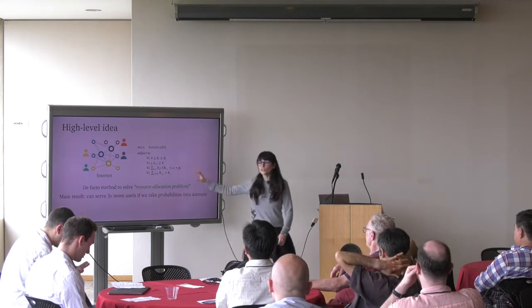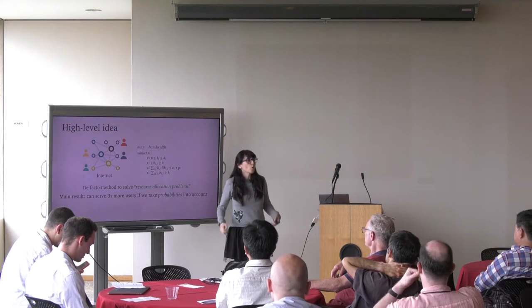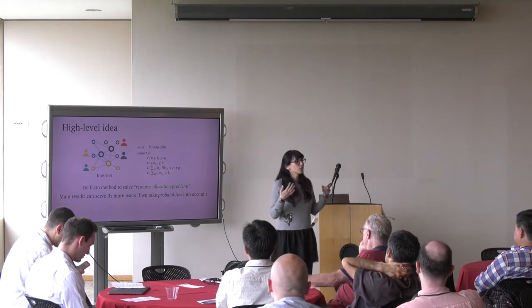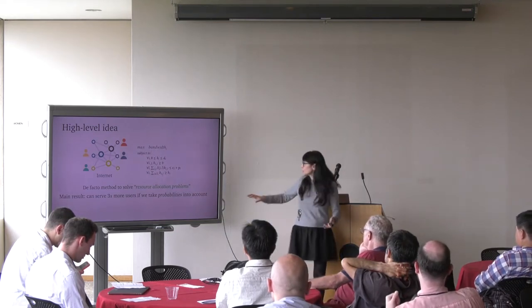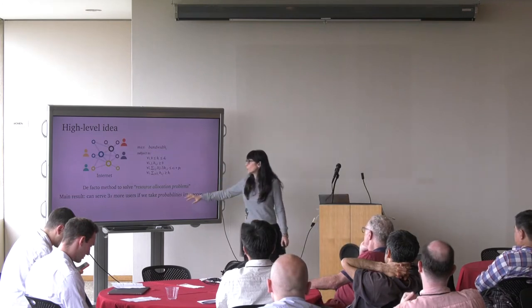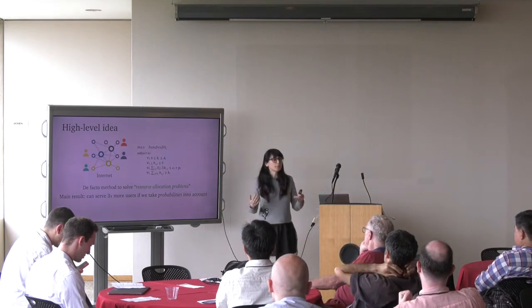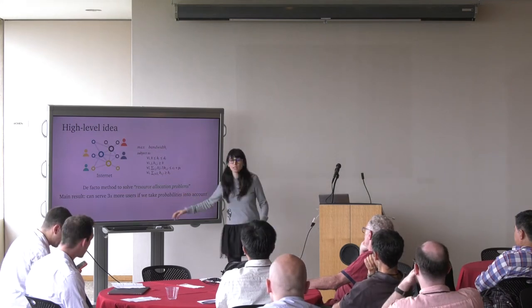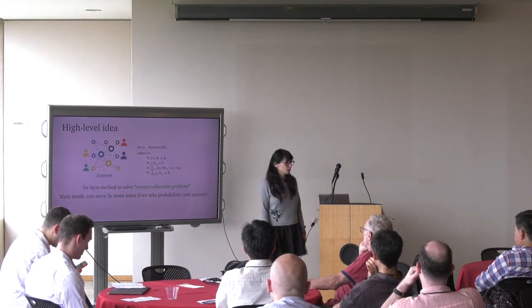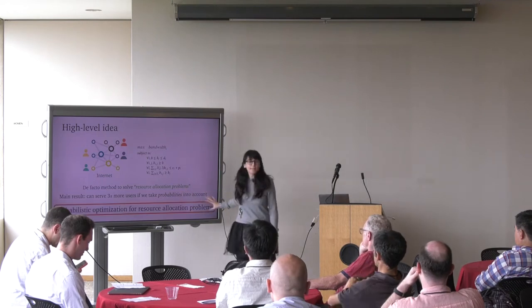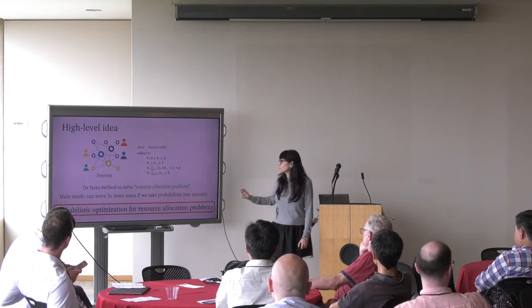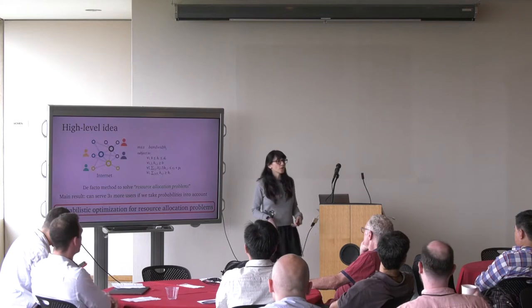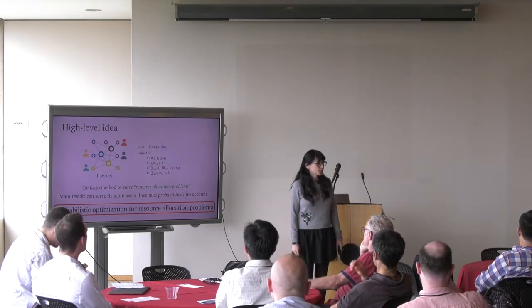And so the main result that I want to drive home today is that we show that we can serve 3 times more users by changing this optimization function into a probabilistic one. So by taking probabilities into account. I'm going to tell you what I really mean by probabilities. I'm probably going to say the word probability a lot during this talk. But the whole idea here is to have probabilistic optimization functions for resource allocation problems.